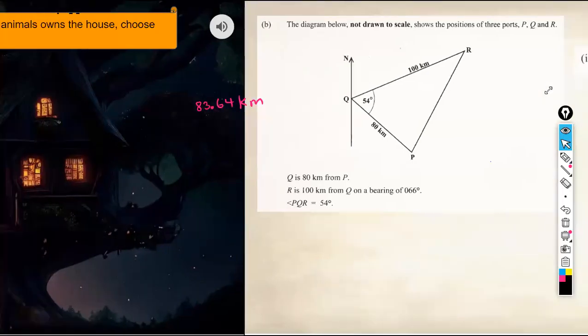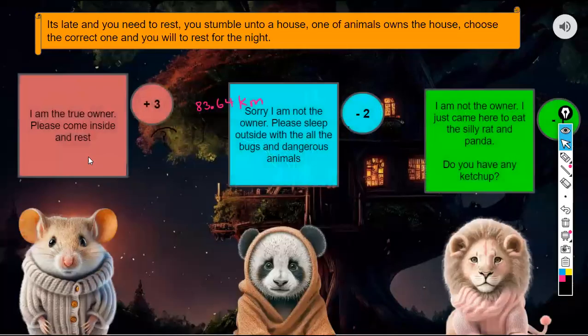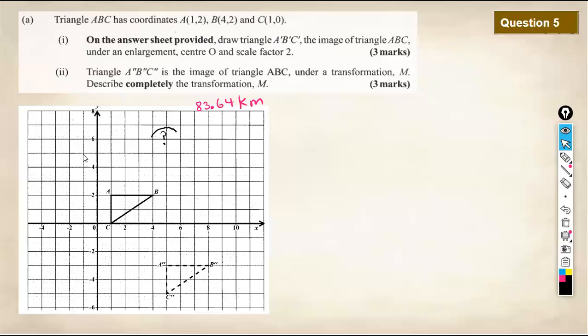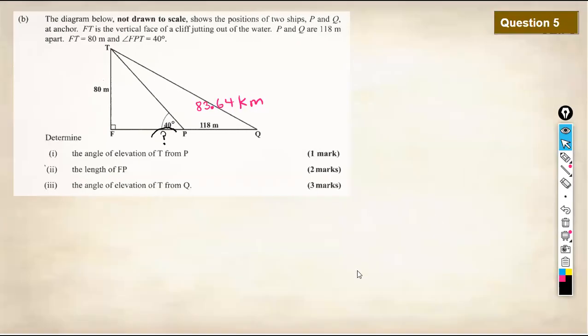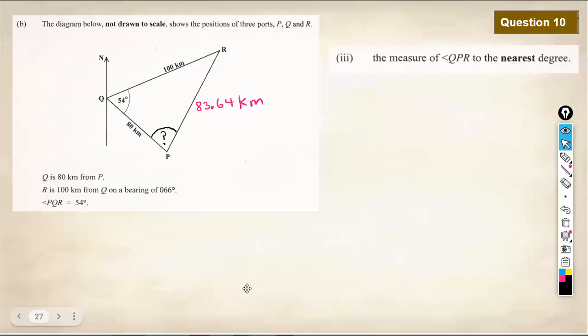All right, remember, oh, sorry. Sorry, guys, just now. 1 second. Here's common Q, here's common P, and here's common R.